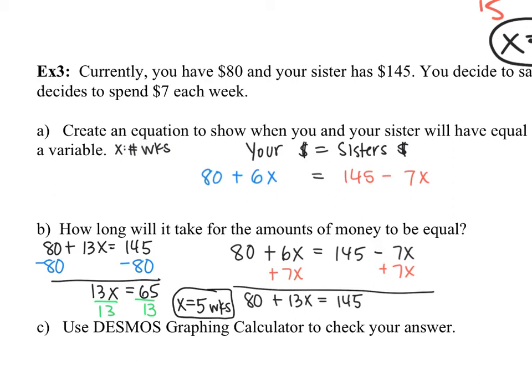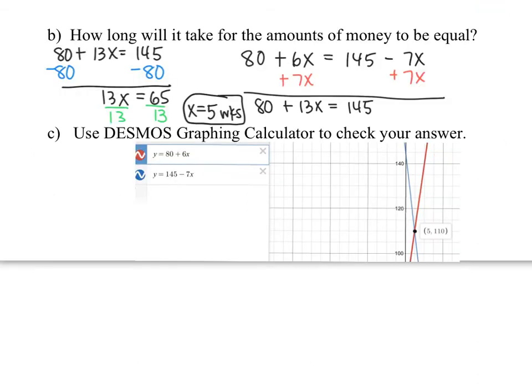Let's use the Desmos graphing calculator to also check this. On Desmos, I typed in one half of my equation as y = 80 + 6x. That was my money. And my sister's was y = 145 - 7x. And I can actually see that these do intersect when x equals 5. Not only that, but if you notice, the second number was $110, which when we checked our answer, was the amount of money we both had after 5 weeks. So that's kind of interesting, and it's going to foreshadow what we're going to see when we get to the unit on solving systems of equations.